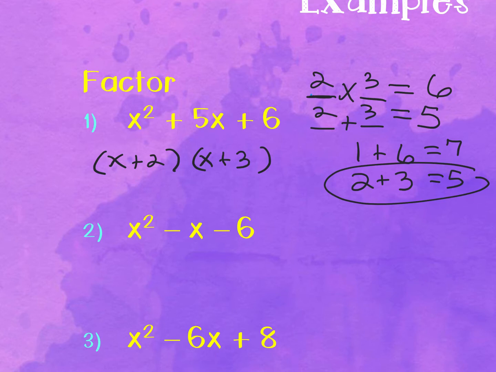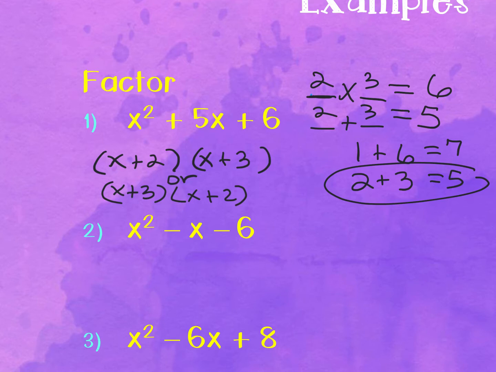And again, remember you can FOIL to make sure it goes back. If you would have preferred to put the x plus 3 first and then the x plus 2, either one works. It doesn't matter the order. Let's try the next one.